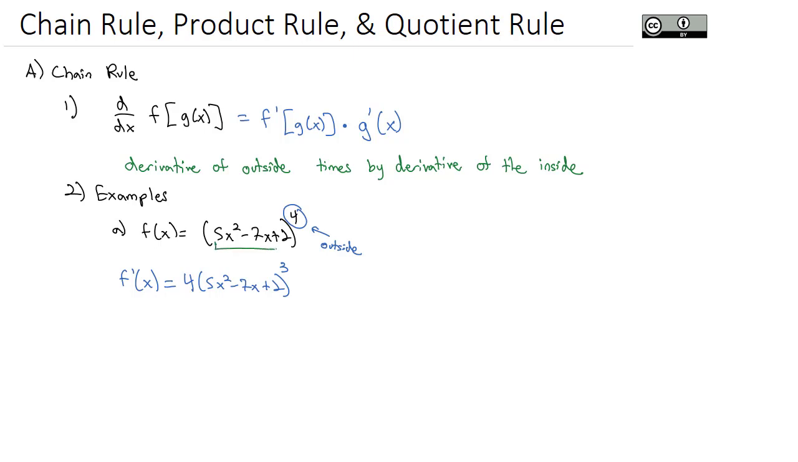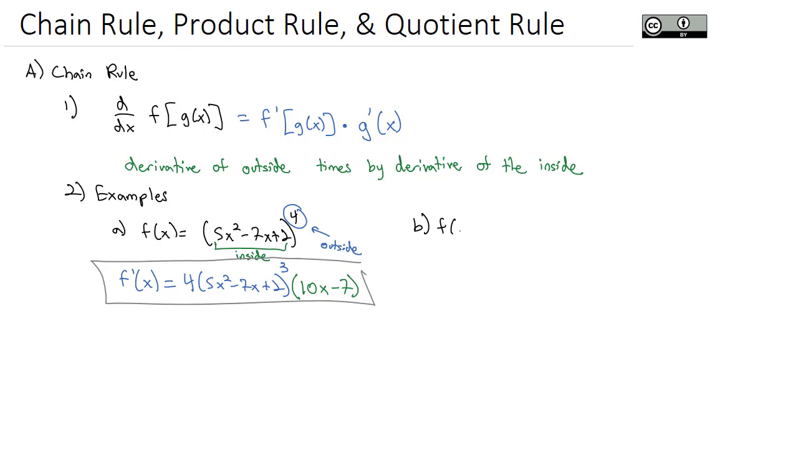Now, sitting inside that fourth power is 5x squared minus 7x plus 2. We're going to multiply by the derivative of that inside function. And using our polynomial power rule, we see that's 10x minus 7. And that's going to give us the derivative of our function. Let's take a look at another example.